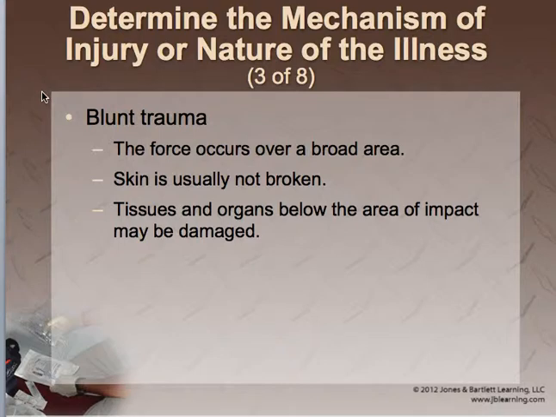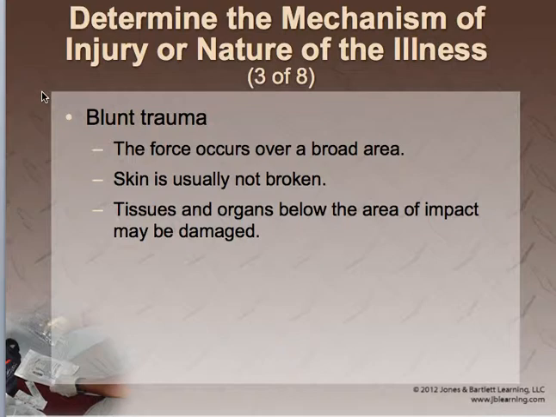Blunt trauma, for one thing, is typically something that occurs over a broad area, like let's say a baseball bat to the chest. And once that happens, you can have someone that's hit to the chest, and all the organs and systems underneath there are going to be affected.